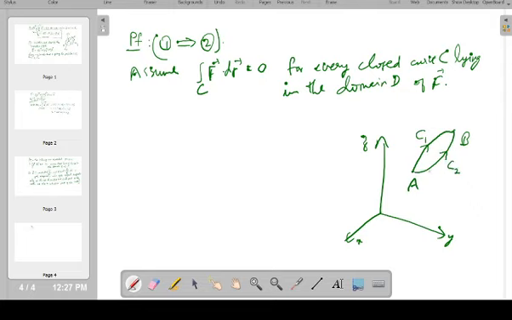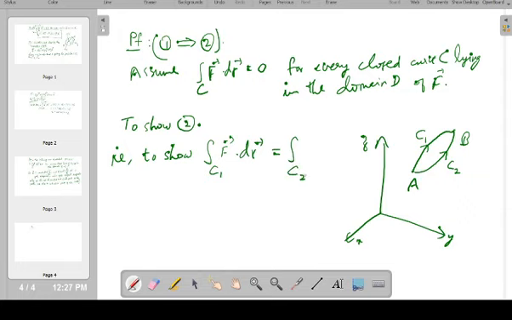Okay. So to show 2, that means path independent, that is to show integral over C1 of f dot dr equals integral over C2 of f dot dr. My path is C1, and you are integrating over C2. Your path is C2. This is what you have to prove.